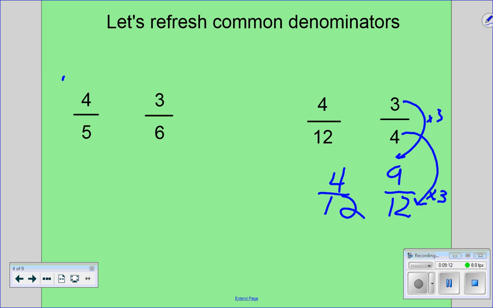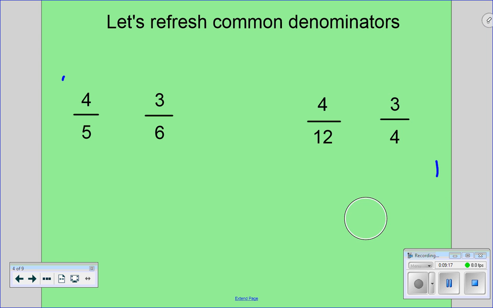Let's say you didn't see that, because sometimes people don't see that 4 can go into 12. What other numbers can 4 and 12 go into? Anybody have a guess? Let's find another common denominator.